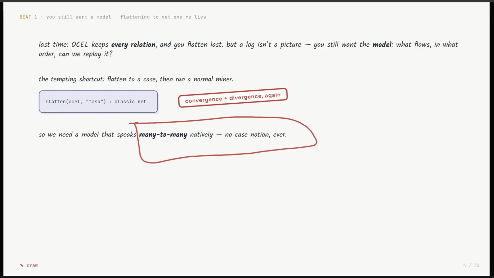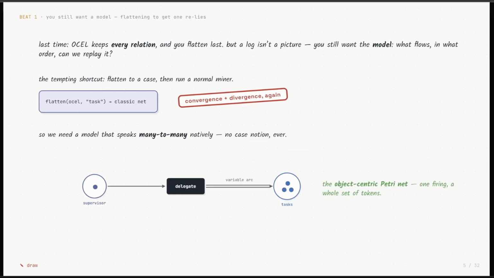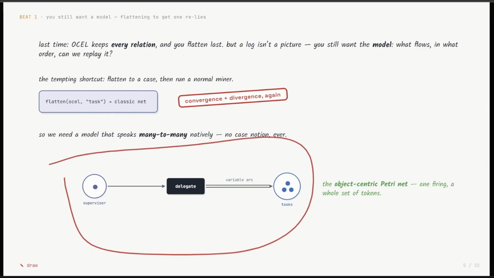One event here needs to touch many objects, and it has to be expressible in the model itself, with no case notion ever. That model is the object-centric Petri net. So you have one net. This is our Petri net. You have several object types and a single firing that can move a whole set of tokens at once. So the rest of this episode, we're going to be talking about object-centric Petri nets.